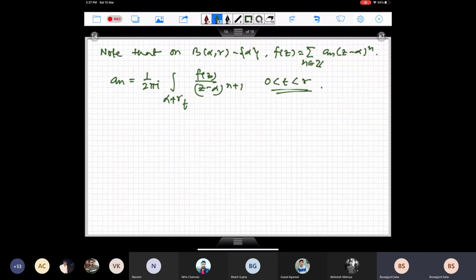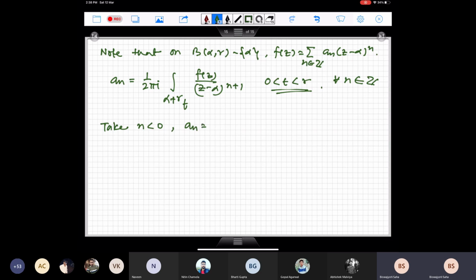Anyway, I take an like this, and this is my an, for all n in Z. That's what I have. Now let's take n to be negative. I need to show an is 0. So take n negative; in that case, I need to show an is equal to 0.